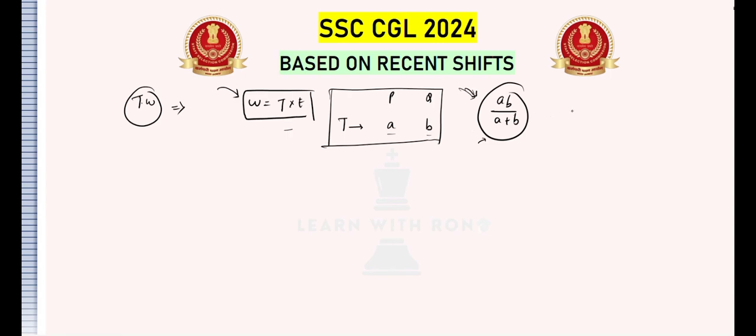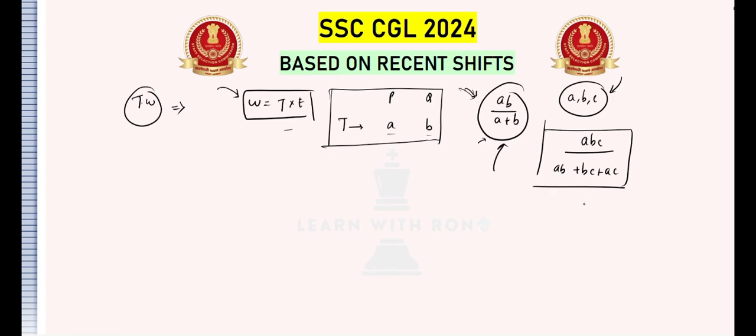If there are three people like A, B, C, then the formula is ABC divided by (AB plus BC plus AC). Okay, try to remember. This is for two people who work together, and this is for three people who work together. And also, try to remember this: 18 km per hour equals 5 meter per second, because this will be super helpful in solving time, speed and distance problems.